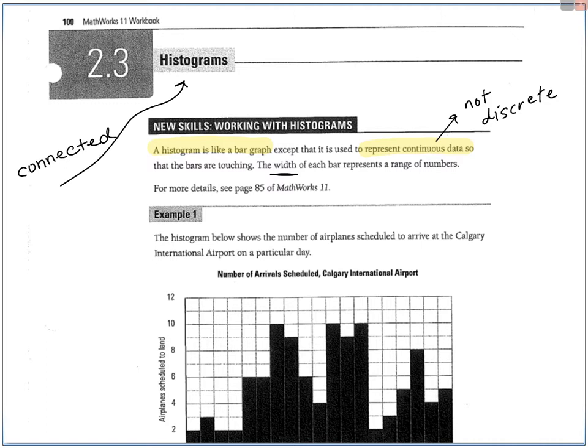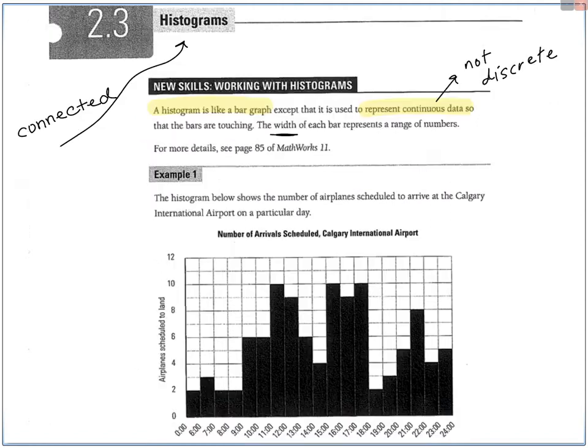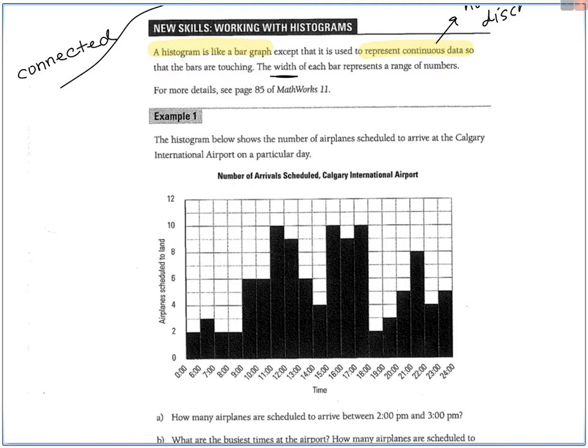Okay, so working on histograms. We've highlighted the first part of the notes where it says if we have continuous data, we'll use a histogram. And what's different here is that the bars are connected rather than being apart.